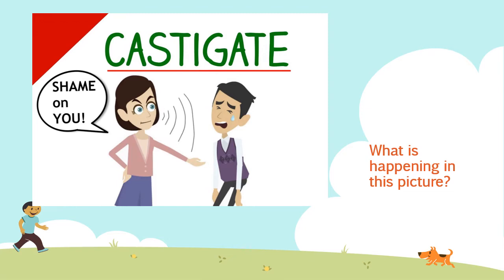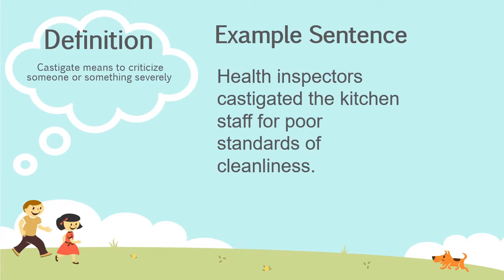So castigate actually means to criticize someone or something severely, right? Like if someone has done some bad deed, we are criticizing the other person that you have not done something really good. As in this example sentence, the health inspectors castigated the kitchen staff for poor standards of cleanliness.